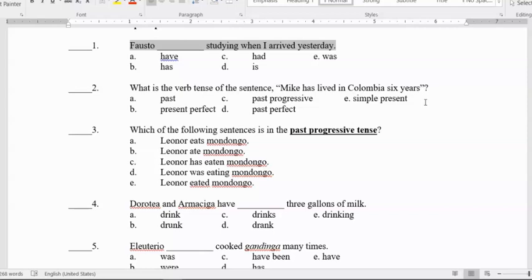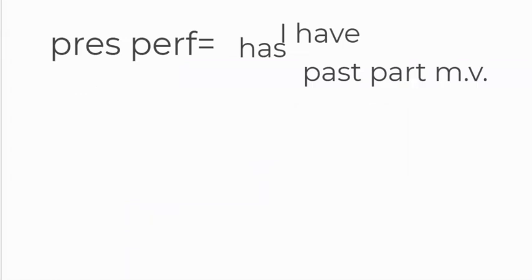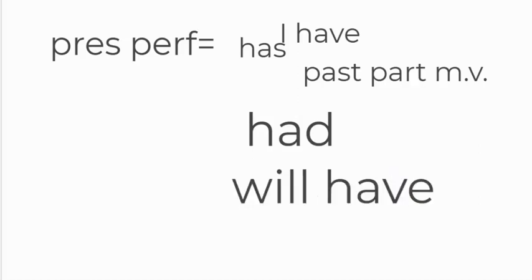Present perfect equals, and that equals tells me what the verb phrase is going to be: has or have plus the main verb in its past participle form. So each of the verb tenses has a formula. We say that the present perfect tense is has or have plus the past participle form of the main verb. In the past, it's had plus the past participle of the main verb. And in the future, as Katia said, we'll have plus the past participle form of the main verb.